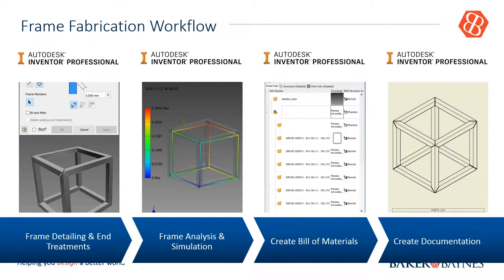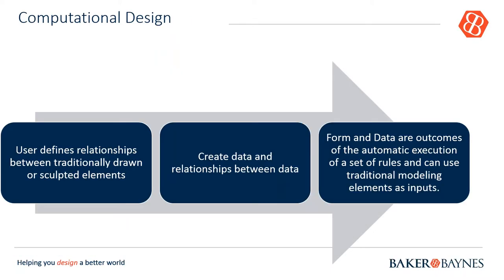If we go into it, what does the computational design do? The user defines the relationship between the traditional drawing or the sculpted element. Then the data is created, and the relationship is created in between that. From there, we can pull out an automatic execution of the rules. So we create the Dynamo scripting form, and then we can actually show how the rules are going to work. So Dynamo looks something like this.